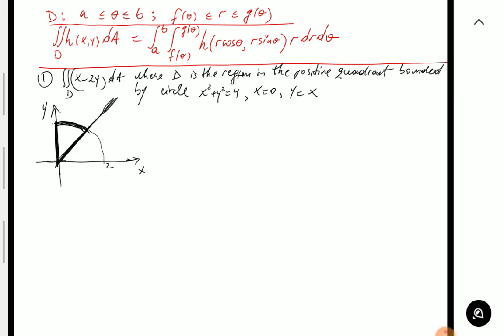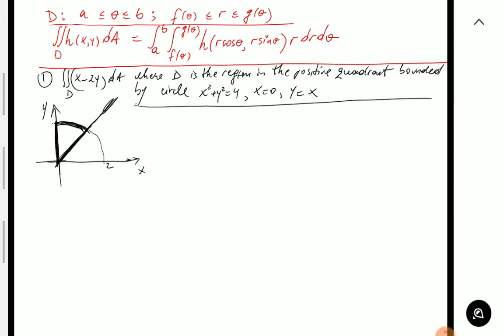Okay, so if the domain is related to a circle, either a full circle or a segment of a circle, chances are, it's never a guarantee, but chances are polar coordinates make the problem much easier when it comes to integrating it. Right? So let's see, how do we describe the domain in polar coordinates instead of Cartesian coordinates?